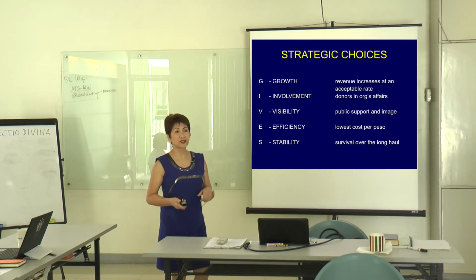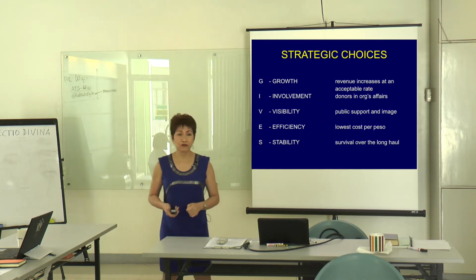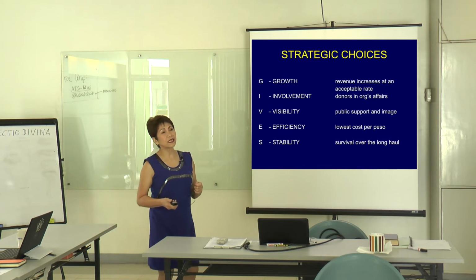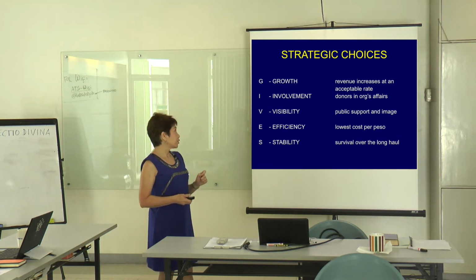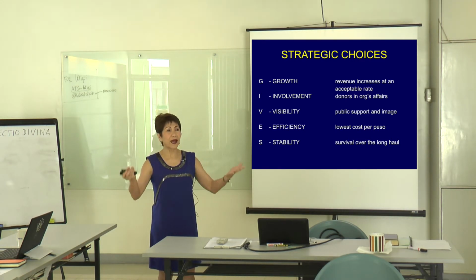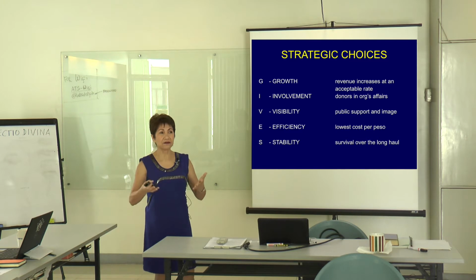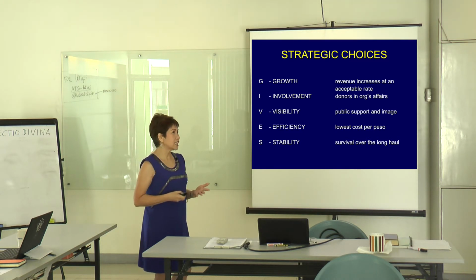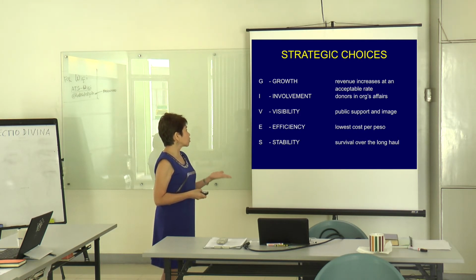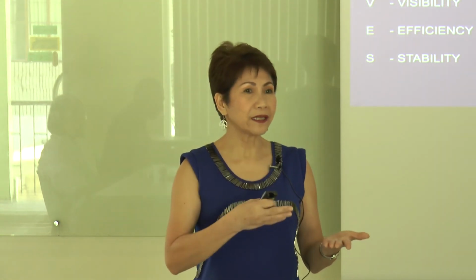So that on the third year, you can see there's already an increase in the fundraising income for the organization. Involvement, again, refers to the donors' involvement in your organization, organizational affairs. And then for visibility, you want more public support, you want a good public image, no? Until you become a household name. Your brand becomes a household name, like World Vision is a household name. Efficiency refers to the lowest cost per peso, like I explained earlier. You spend less because you're more efficient now, then you're able to raise more money.